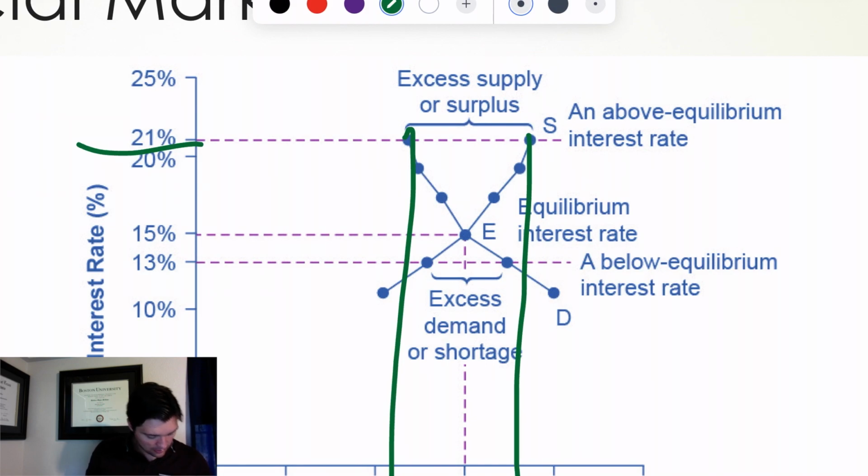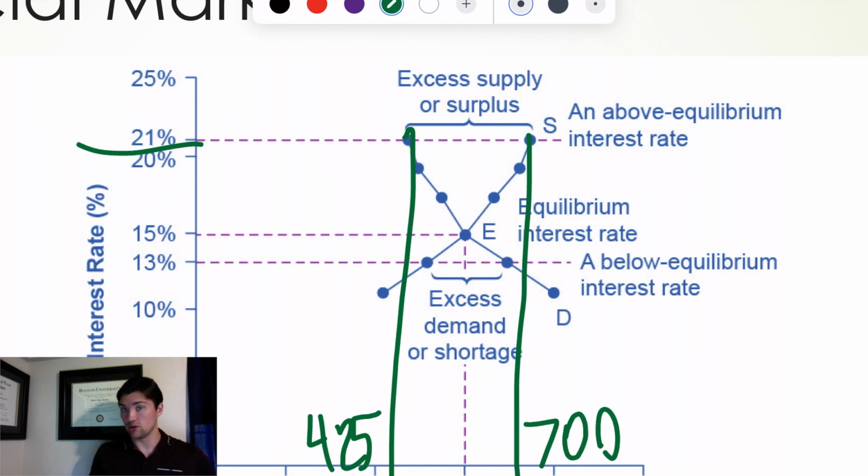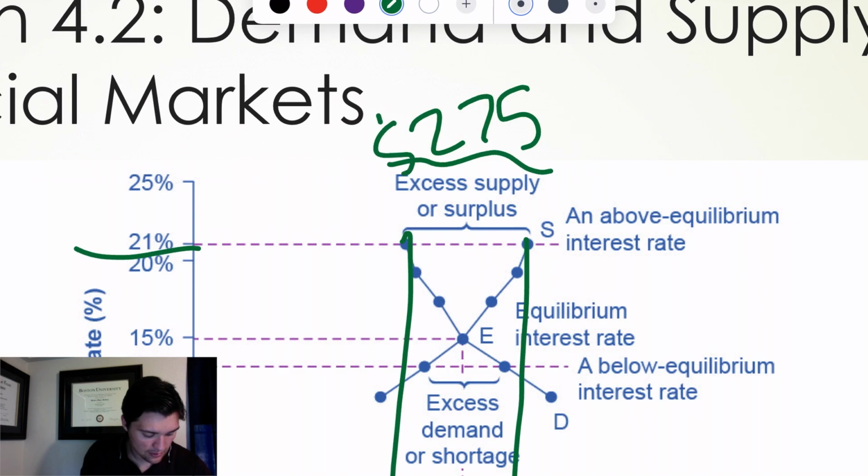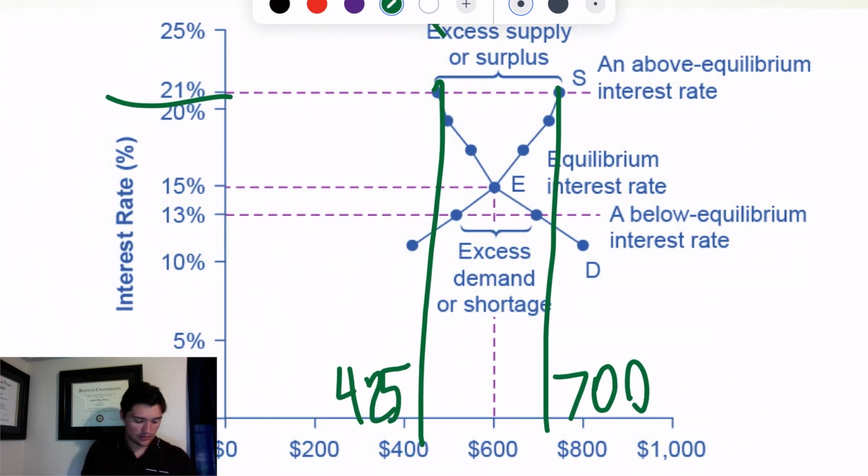So how much of a surplus is it? Well, that looks like 425, and that looks like 700. If you thought different numbers, then put the different numbers. But I'm thinking that's 425 and 700. So what is the surplus? Well, we have $700 billion in the bank, but we only have 425 billion that's being borrowed. So we're having a surplus of 275 billion. If you're wondering where the billion is coming from, it's right here: quantity in billions of dollars.